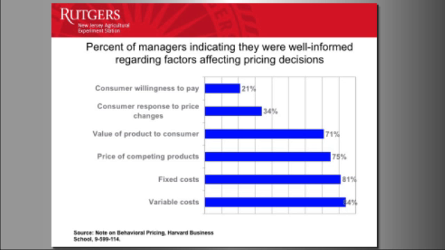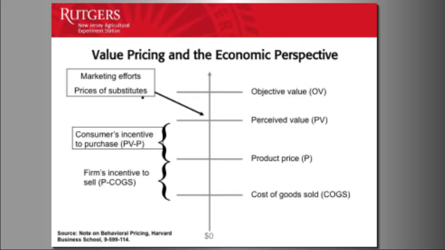So this was a study that Harvard Business School did, and they asked managers what goes into price. And they said that consumer willingness to pay, 21% of them said that was how they determined price. 34% said consumers' response to price changes. 71% said value of the product to the consumer. 75% said price of competing products. 81% said fixed cost. 84% variable cost. So what's the right answer? All of them. Good. Smart class. All of the above. Those all go into determining the price.